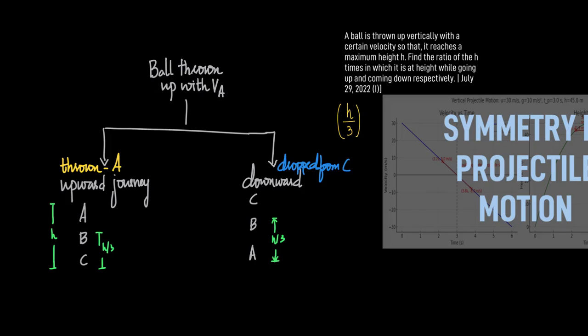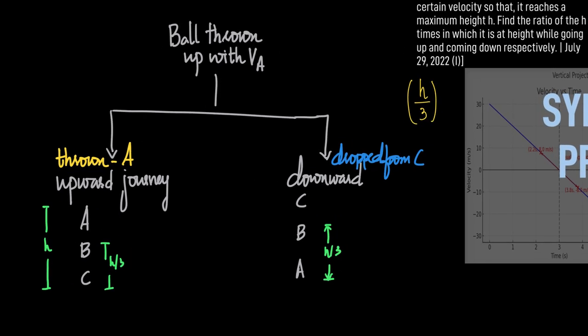Now what we'll do is we will divide this motion, which means the motion of the ball thrown up with velocity VA, into two halves. Thrown from A, covering the points A, B, and C in order from A, where B is at a height h by 3 from the ground.